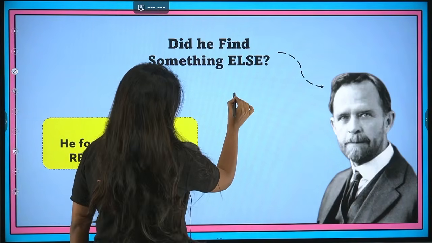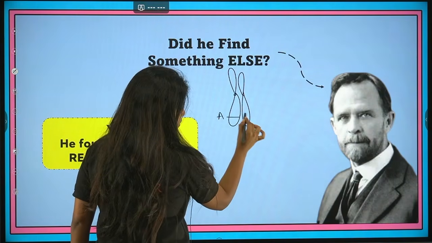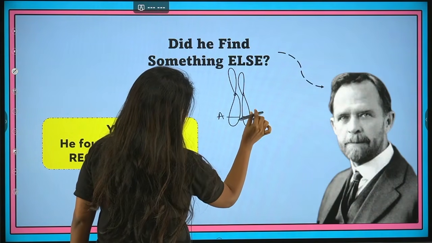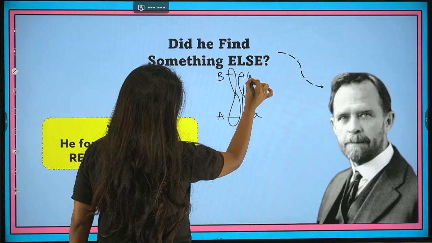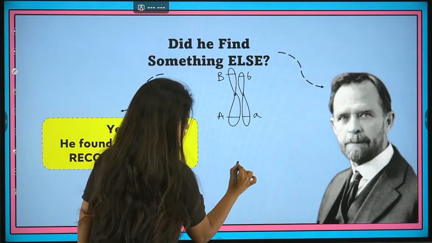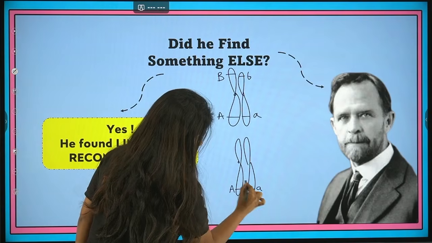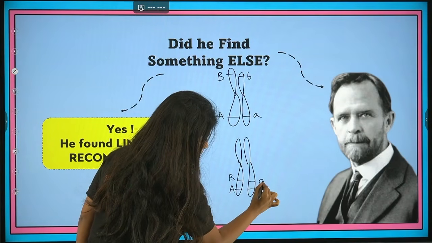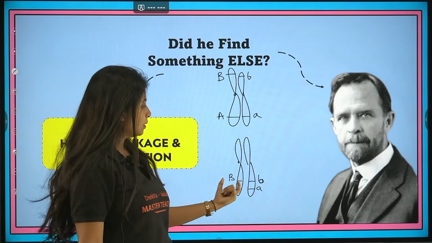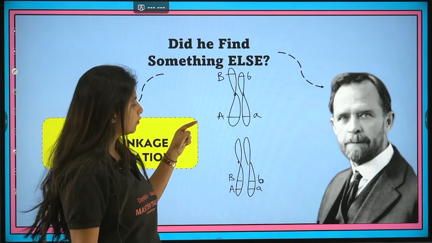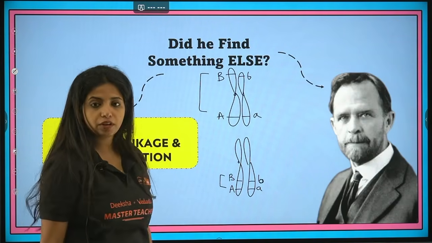So it goes like this. Suppose you have 2 chromosomes having alleles like this. You have another chromosome having alleles like this. So capital A, small a, capital B, small b. Capital A, small a, capital B, small b. The difference that you see over here is the distance, right? The genes are far away from each other. Here the genes are very close to each other.